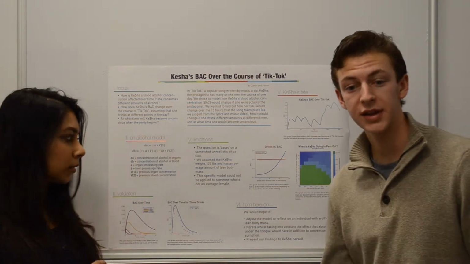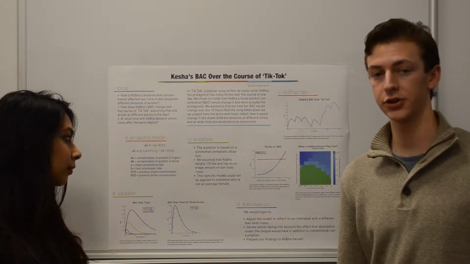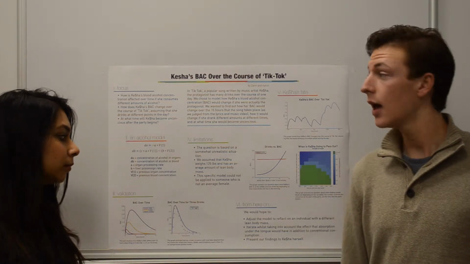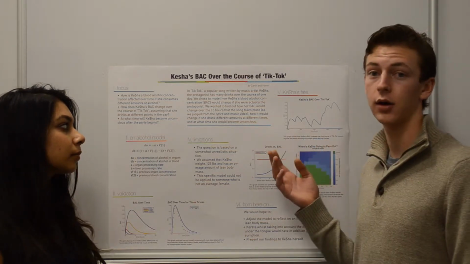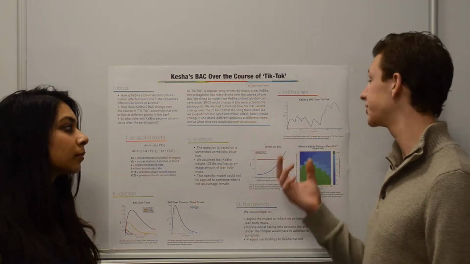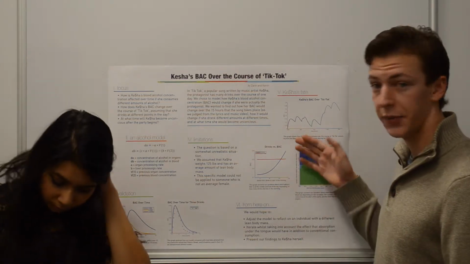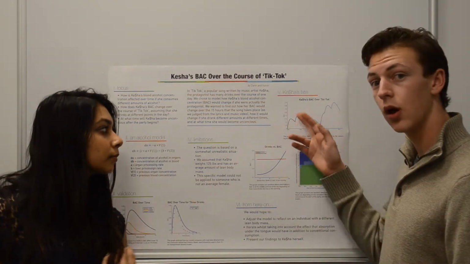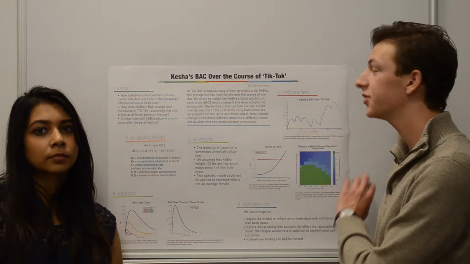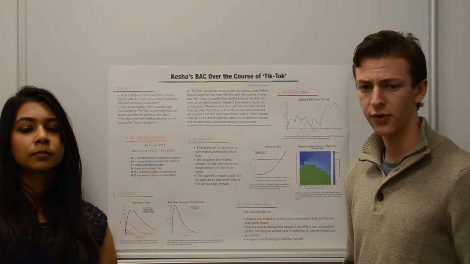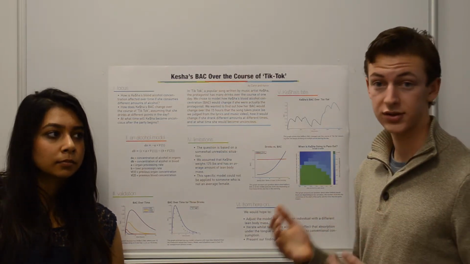But even with those limitations, we feel like our model does do a very good job of approximating Kesha's BAC. And so we're able to use that to extrapolate and to make a graph of her blood alcohol concentration over the course of the day over which Tik-Tok takes place. And as you can see, it starts a little low in the morning, but then jumps up when the party starts. And this is a really great graph because it was what we were looking for, and it gave us a nice sense of what her BAC would look like over the course of the day.